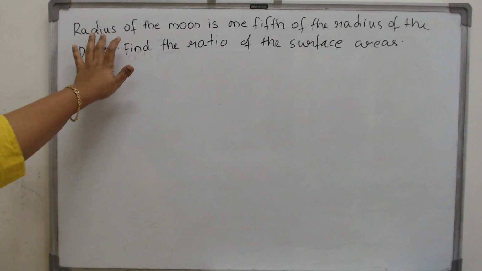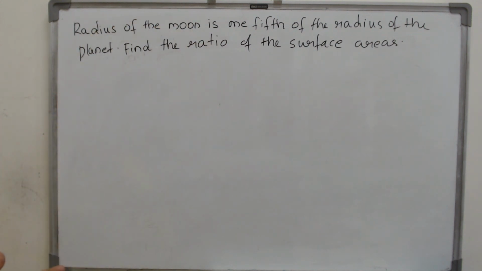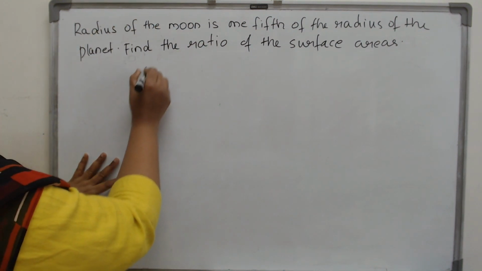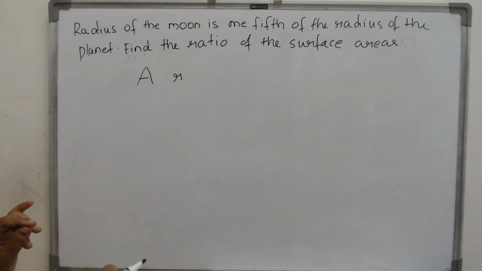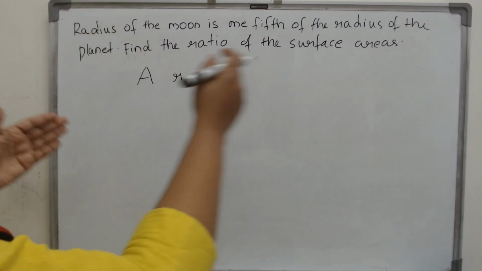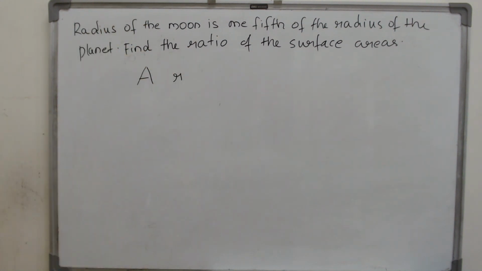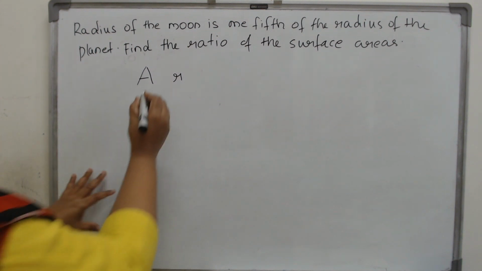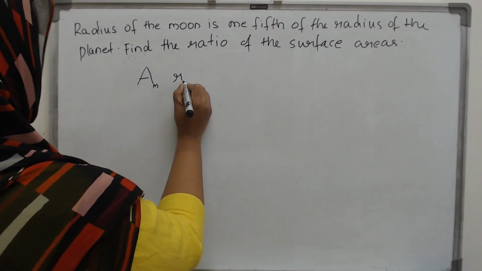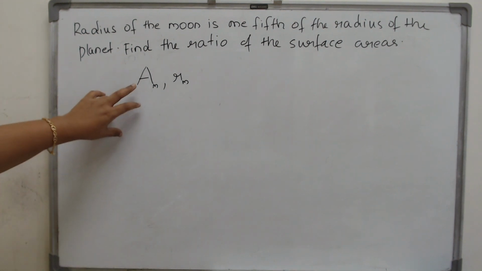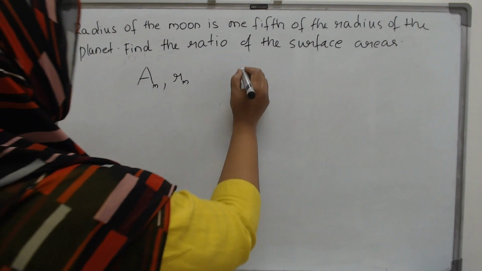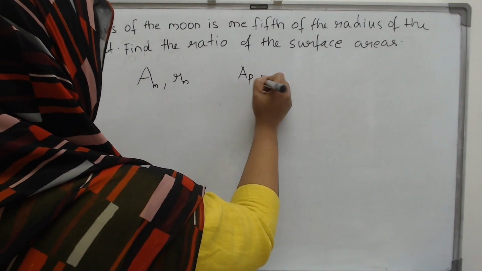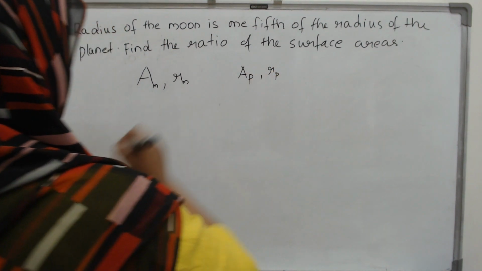Look at this question. It talks about radius and surface areas. Usually what do we take? We take any area as A and the radius as R. But here you are dealing with two different bodies. So you need two different set of values. Instead of taking A1 and R1 and all that, I will just take it as M. AM and RM. Let AM be the surface area of the moon and RM be its radius. What about this planet? Let its area be AP and its radius be RP.